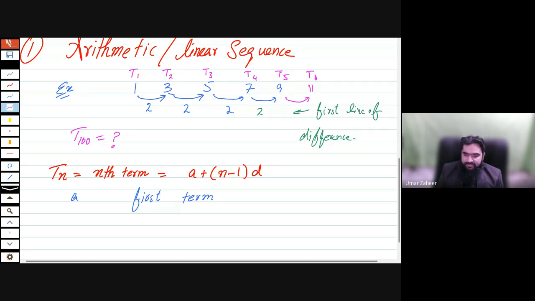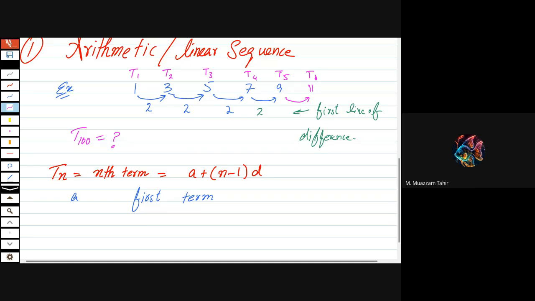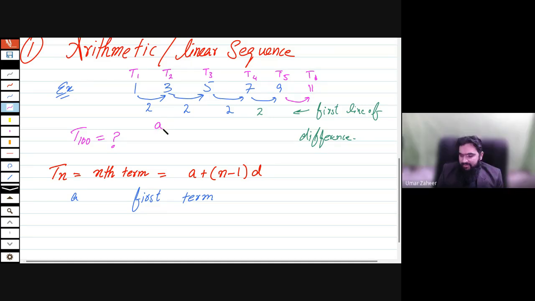Ariba, can you please tell me what is the value of a in the given sequence? Yes. Sir, the first number, 1. We have the value of a is going to be 1.